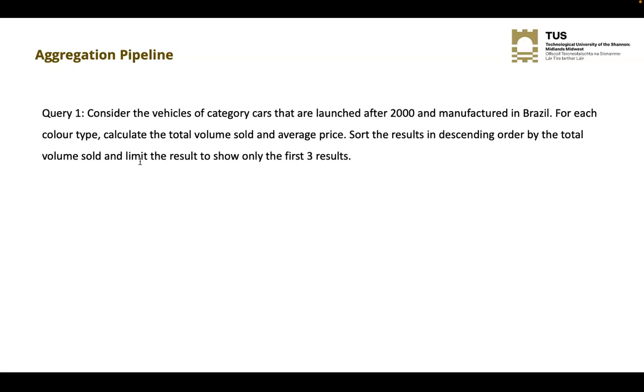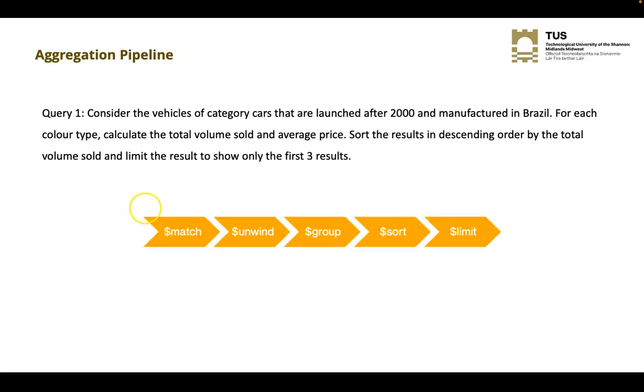So how do we segregate this into different stages? In our case, as it says, to consider only the vehicles of particular criteria, maybe the category car and year launched greater than 2000, we have to filter it, which can be done by a match function. And then as color is of type array, we have to unwind it.